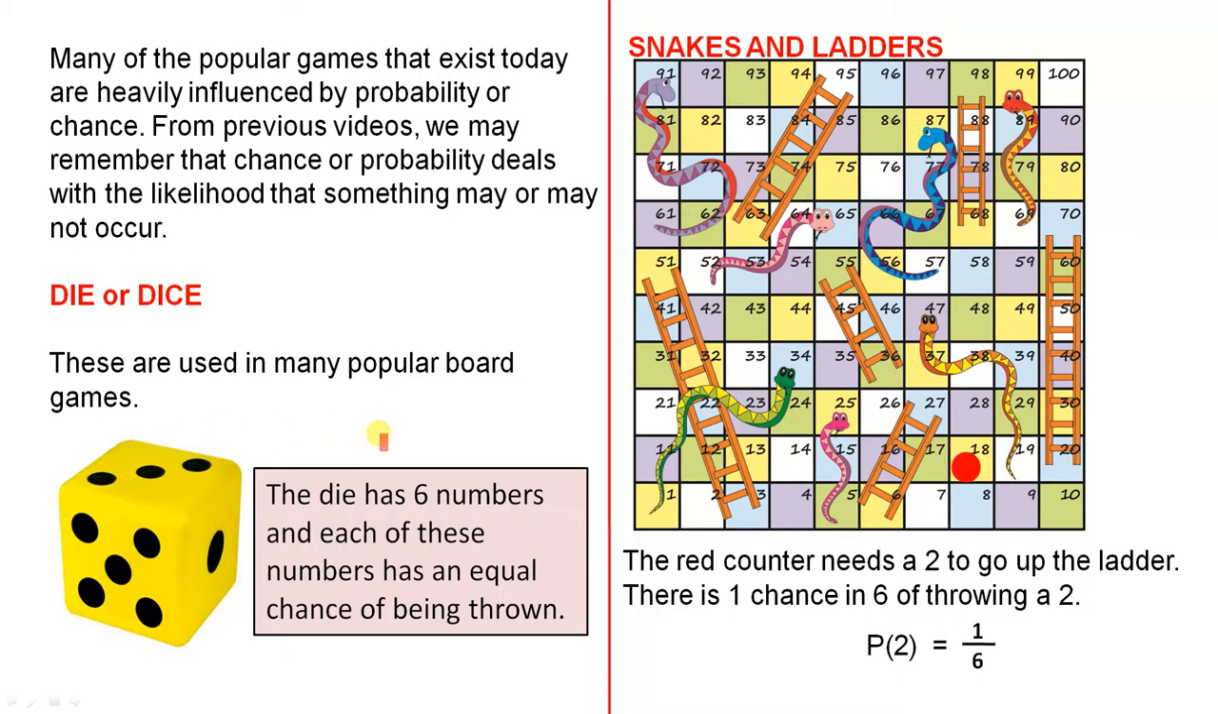The die has 6 numbers, and each of these numbers has an equal chance of being thrown. Of course, there are only 6 numbers, there are 6 faces. That's why each number has an equal chance.